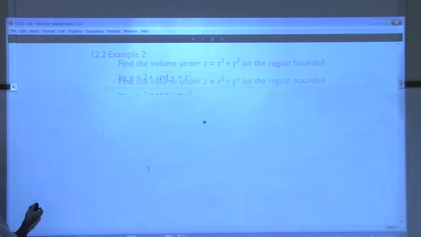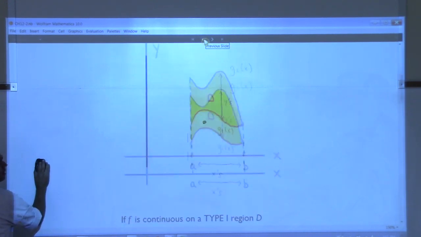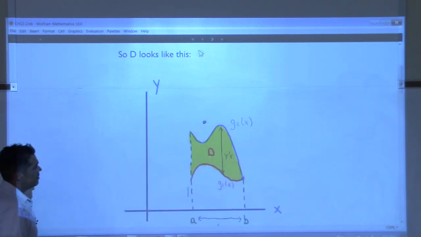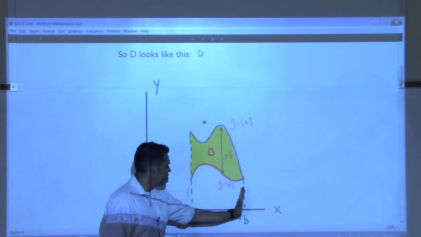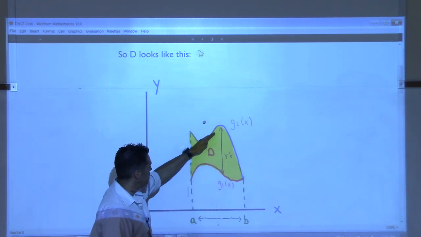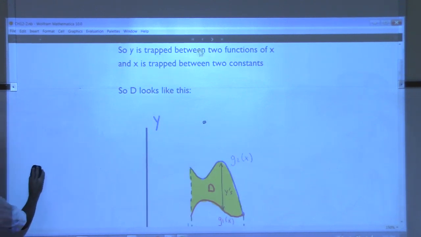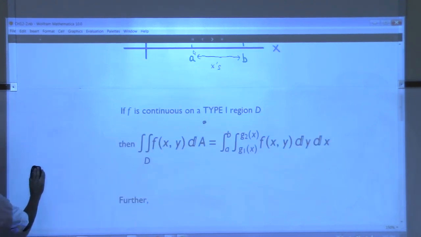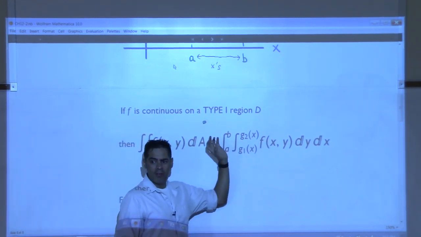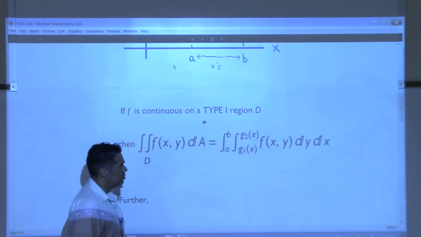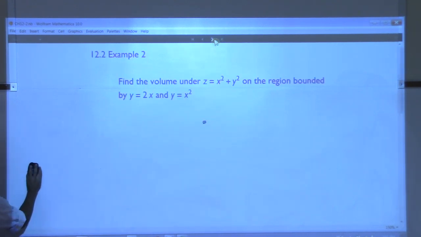And then we said if the shadow on the ground is something like that, so if our domain on the ground is something where we can restrict our x between 2 constants and our y's between 2 functions of x, then we have this thing called a type 1 region. And the integral is a little bit different. The double integral is different because you can't switch the order of integration anymore. You're forced to do it in that order. And we did one example, and then we were going to get going on the second one here.